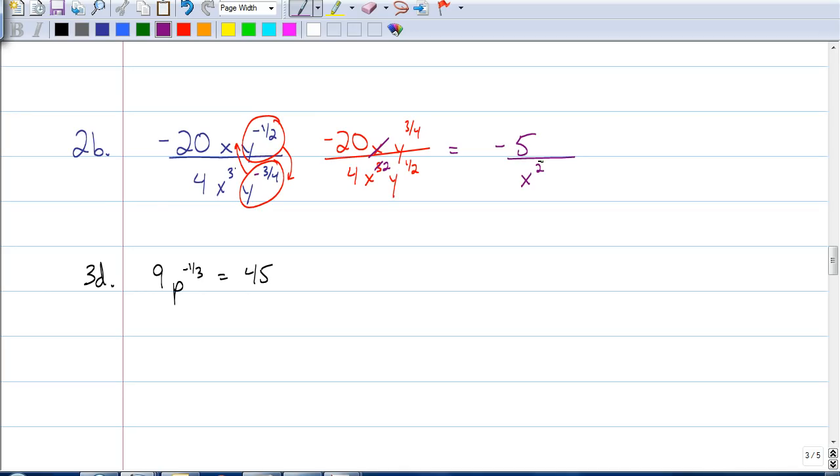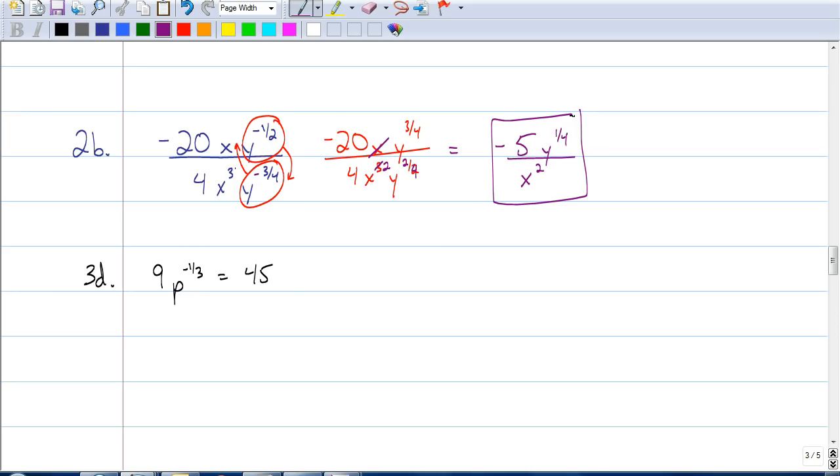Now the y's, remember if the bases are the same, we can subtract the exponents. So 3/4 minus 1/2, in order to do that I have to change these to have common denominators, so I'm going to change the 1/2 to be 2/4. So now 3/4 minus 2/4 is 1/4. The fact that it's a positive 1/4 tells me it's going to stay in the numerator. So that would be your answer for 2B.